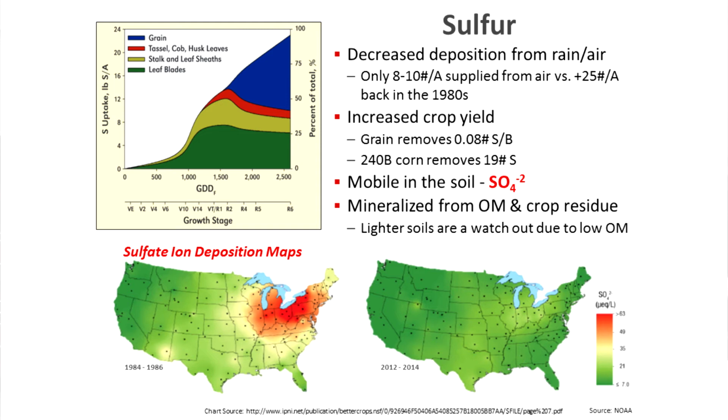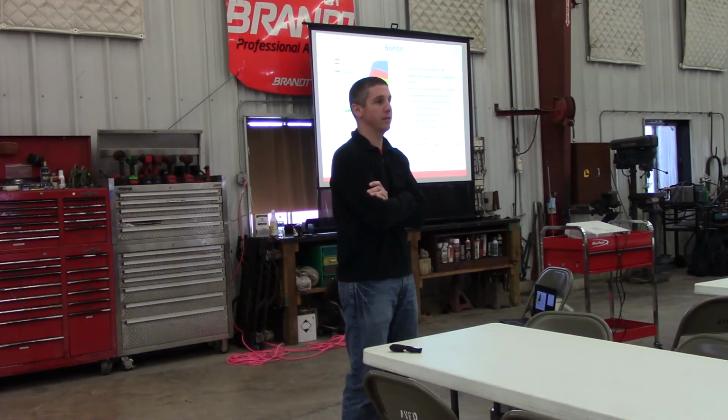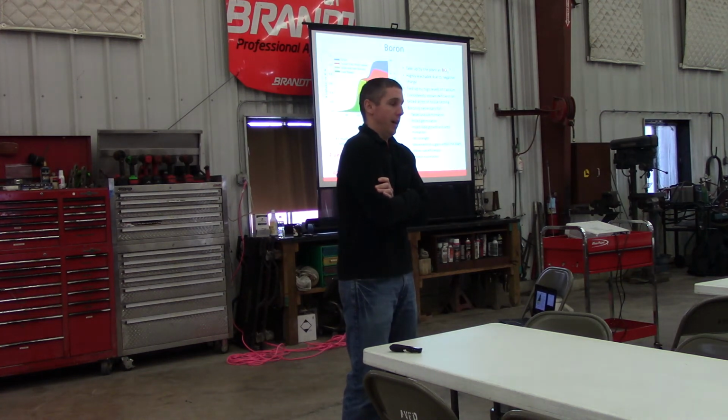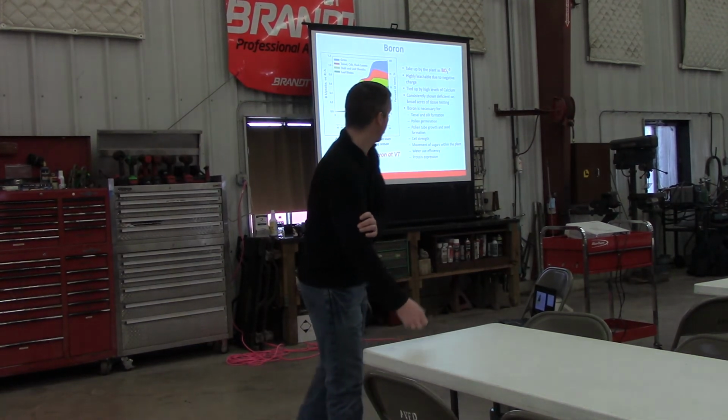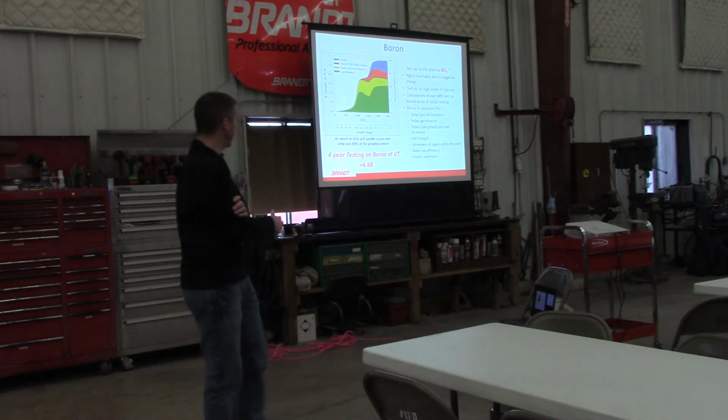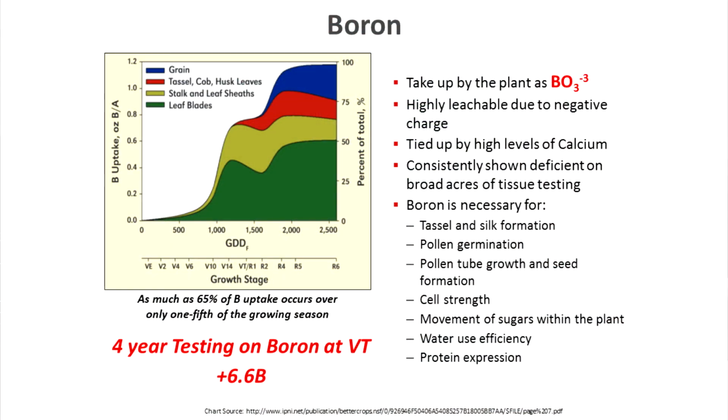And when we start taking tissue tests, boron just shows up more and more and more in a lot of our tests. And a lot of it, I think, has to do with the change in hybrids over the years. The U of I actually redrew some of their nutrient uptake charts. So this is the same thing that we looked at for nitrogen. Growth stage on the bottom, pounds on the left. Look how much boron's going into the plant right ahead of tasseling. There's a real good reason for that.